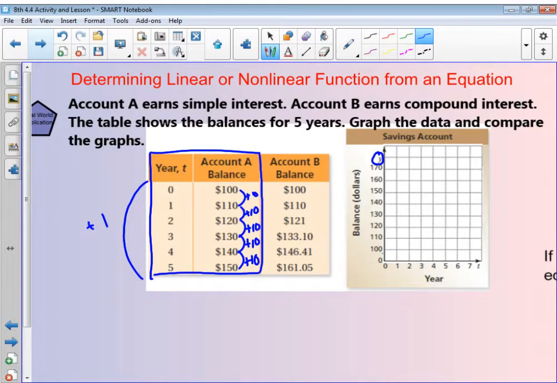So if we go through and graph this information, we should end up with a straight line. Now, granted, remember I'm working off my smartboard and sometimes it's not perfect, but over to 0 up to 100, over to 1 up to 110, over to 2 up to 120, over to 3 up to 130, over to 4 up to 140, and over to 5 up to 150. Okay, so there's my simple interest, and I could extend that out. You could tell that at year 7, I will have $170. So that's my simple interest.